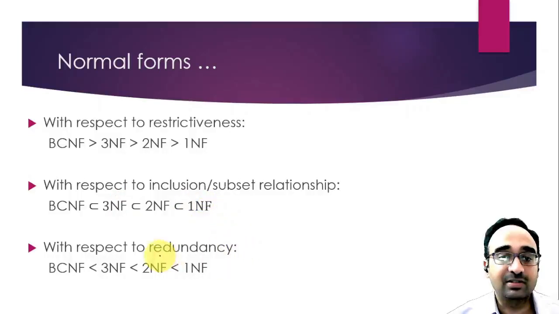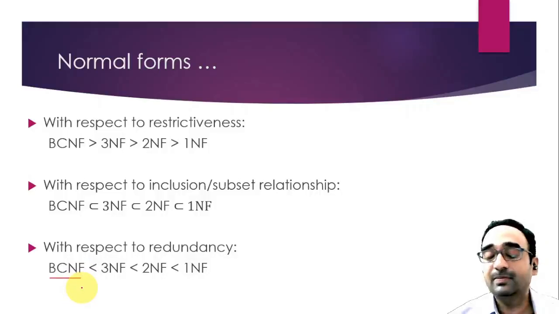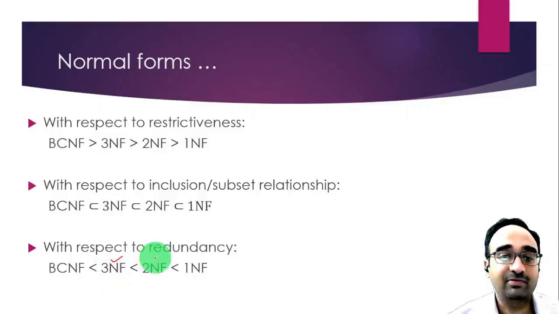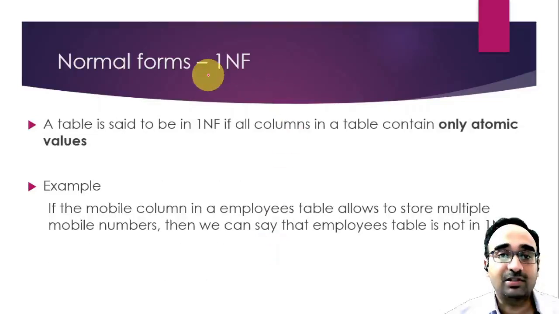The last one is with respect to redundancy, or duplicate data. The normal form which has the least amount of redundancy, or even no redundancy, is BCNF. In the remaining ones, third NF, second NF and first NF, there is still some redundancy. That's why I said previously that if you bring your table or relation to BCNF, that's enough. You can stop there. So let's talk about first normal form. We will start with first normal form, then move on to second, third, and BCNF.